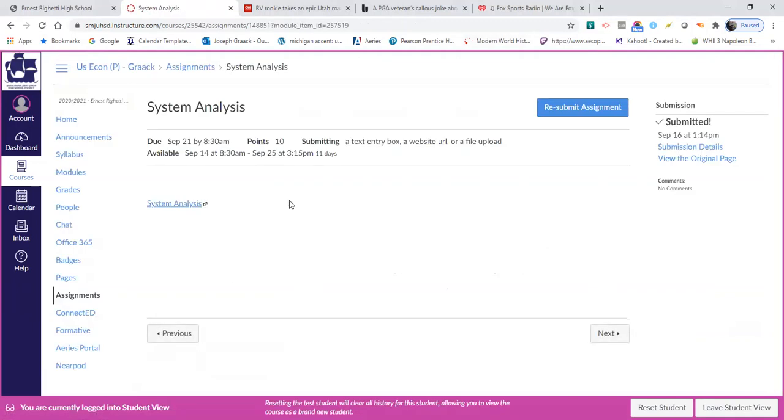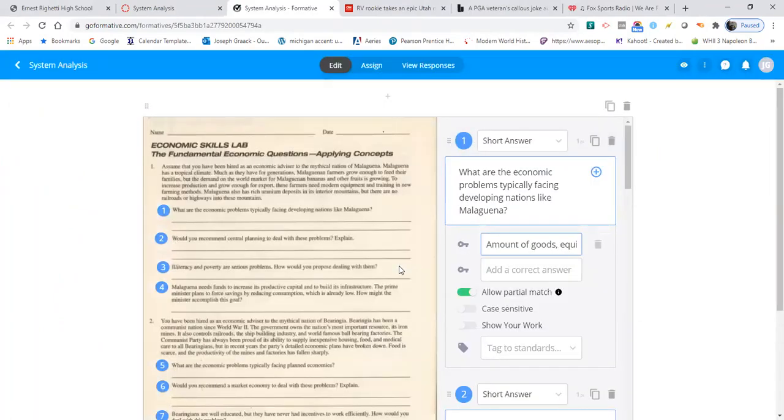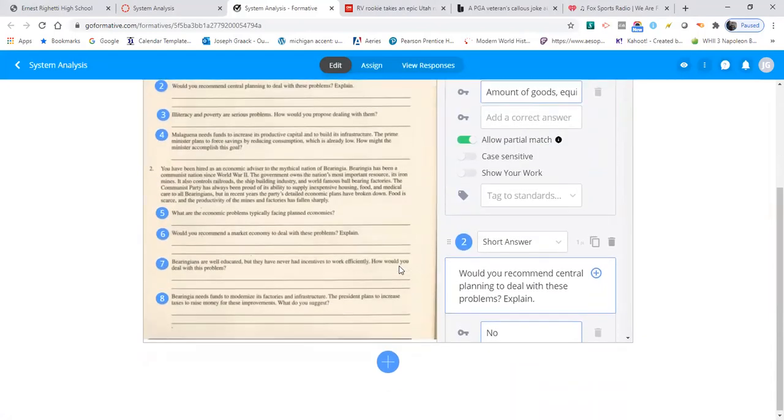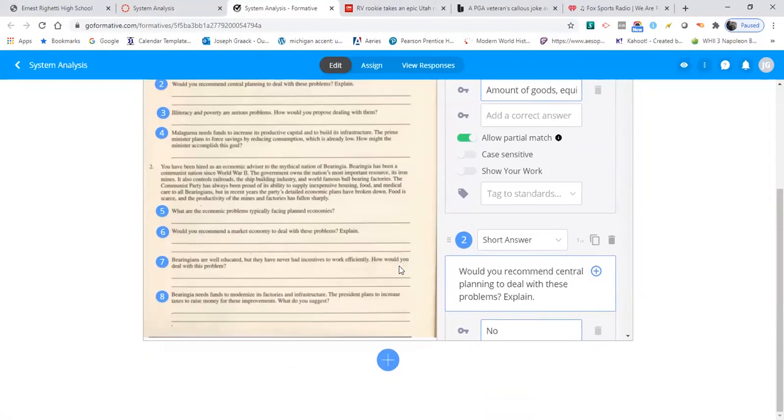And so when you go into the system analysis, that was in Go Formative, right? And basically just asking you questions, right? We went through hypothetical situations, right? We broke that into two groups. Group one did theirs, group two did theirs, and we did that in class.